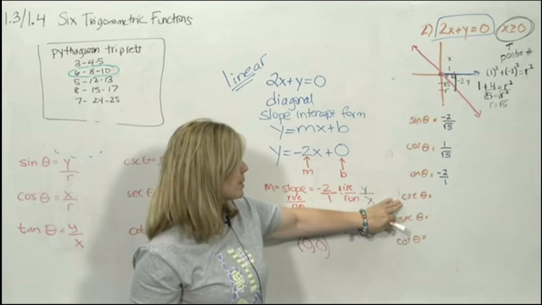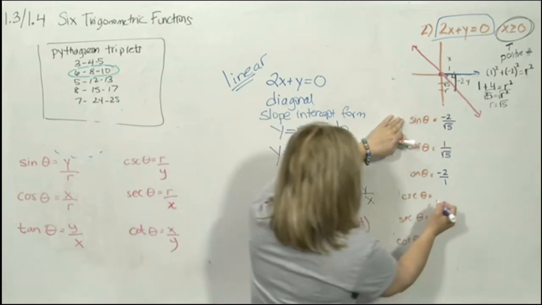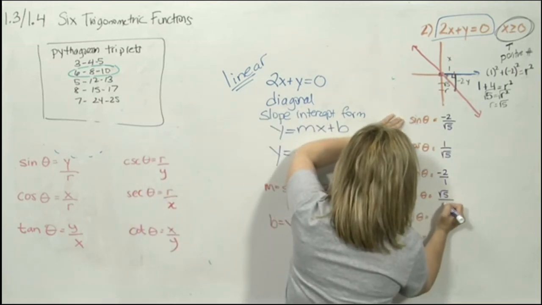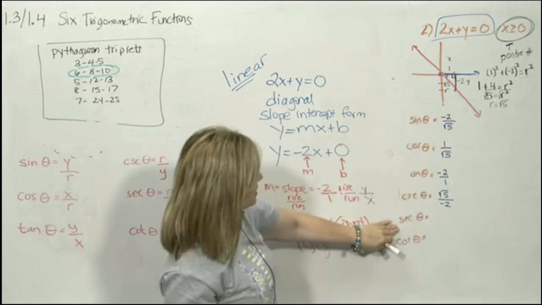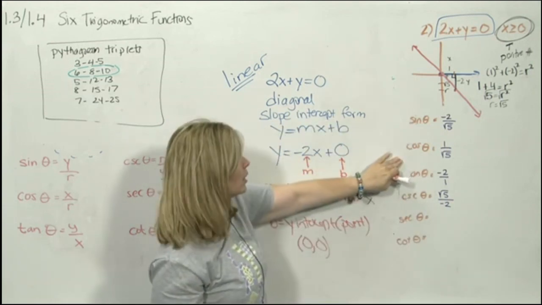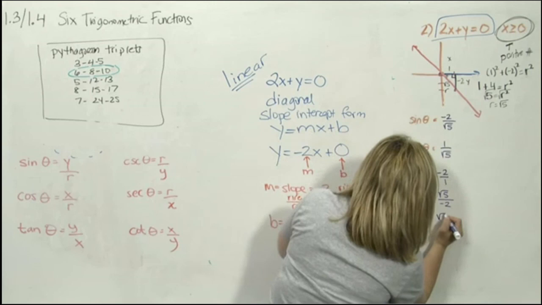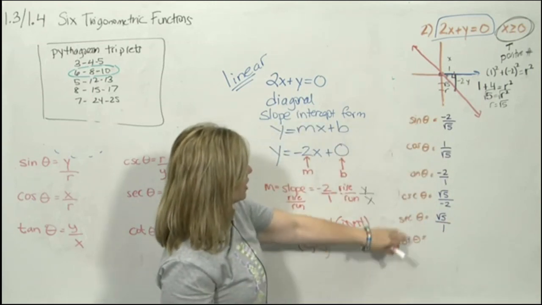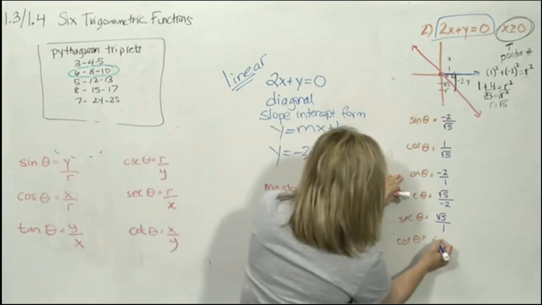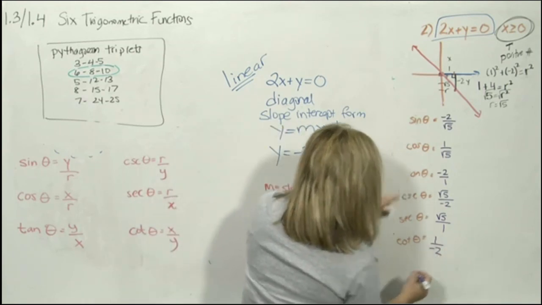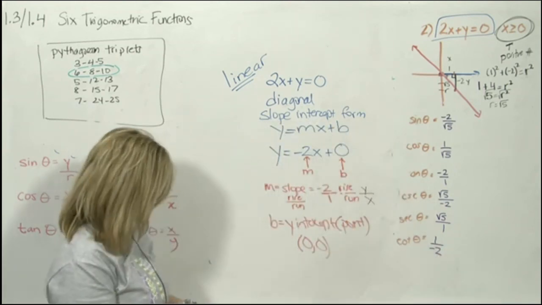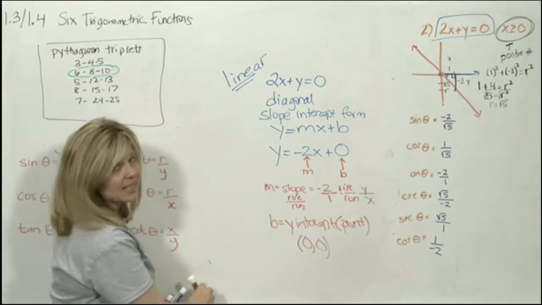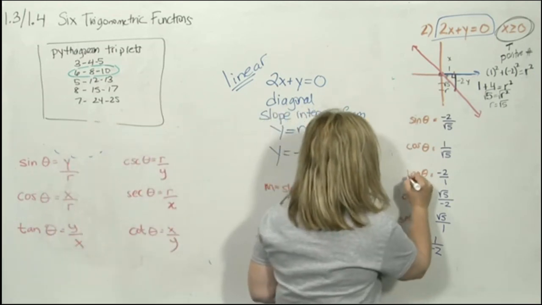Cosecant is the reciprocal of sine. So that would be square root of 5 over negative 2. Secant is the reciprocal of cosine. So that would be square root of 5 over 1. Cotangent is the reciprocal of tangent. That would be 1 over negative 2. Everybody with me so far? That's the easy part. The trig is the easy part.